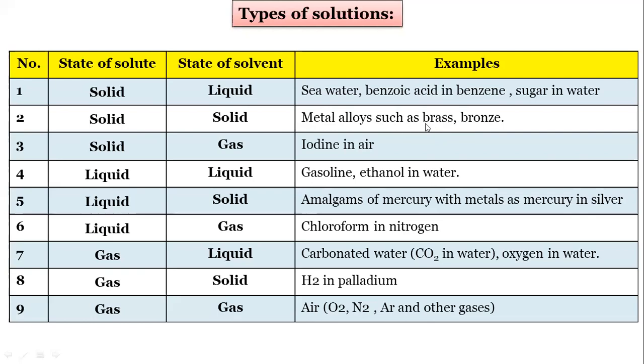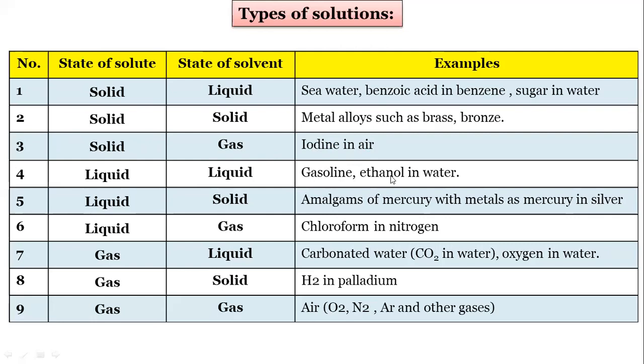Then solute is solid and solvent is gas. This is iodine in air. See, iodine is in solid form, and air is in gaseous form. So this is a very nice example of solid and gas system. Then we are coming to the liquid solute now. Both are liquid. Solvent is also liquid and solute is also liquid. Examples of such type of systems are gasoline, then ethanol in water.